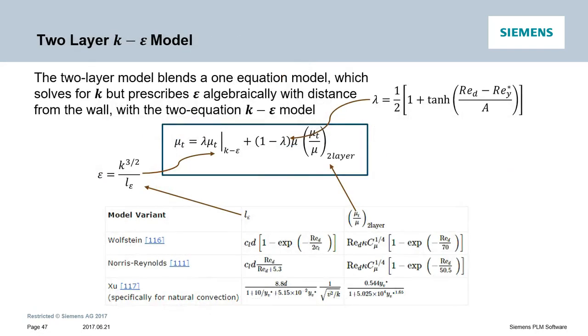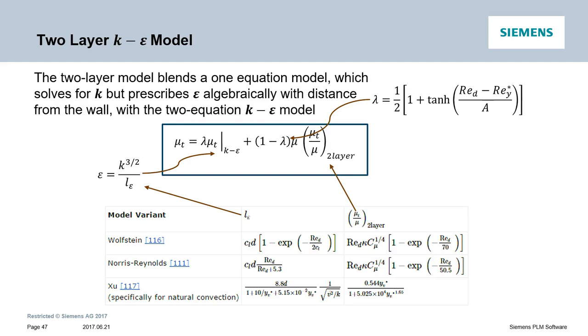Second approach is the two-layer approach. In this approach, the computation is divided into 2 layers, and in the layer next to the wall, the dissipation rate and eddy viscosity are specified as a function of wall distance, and then these are blended smoothly with the values computed from solving the transport equations far from the wall. So lambda is a sort of blending parameter, and the K equation is solved in the entire flow.